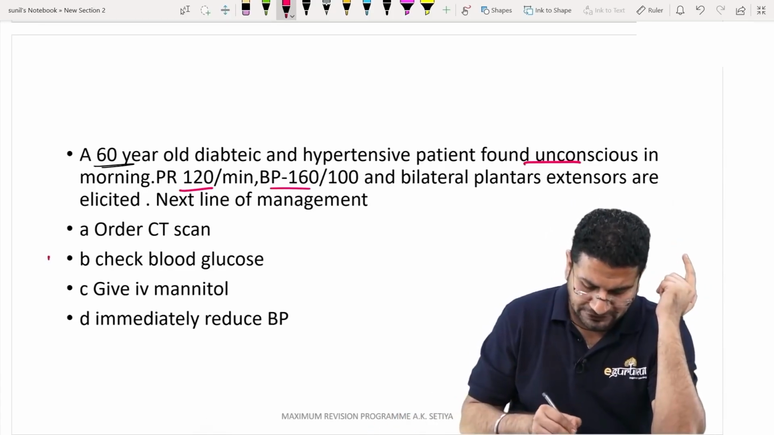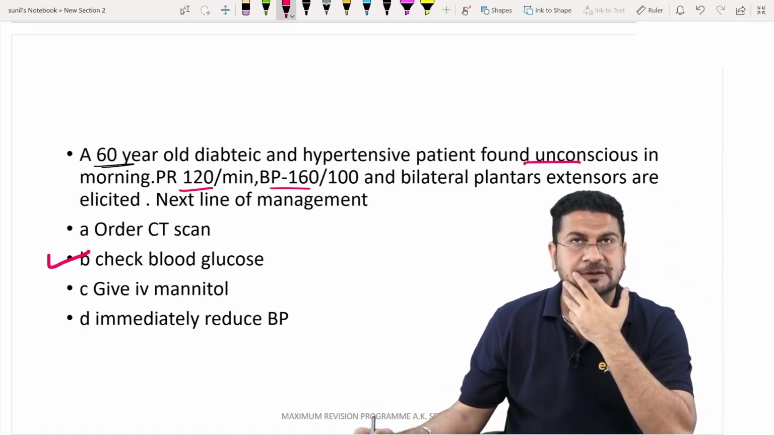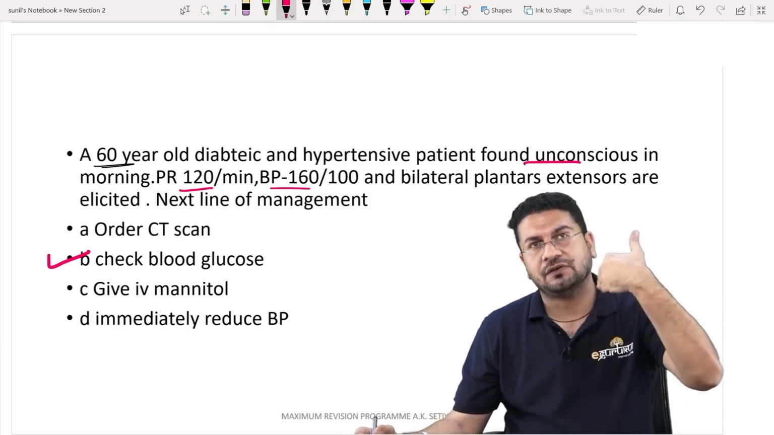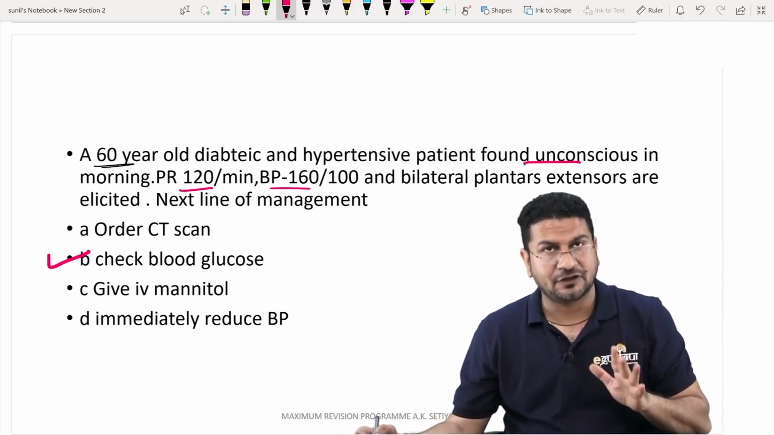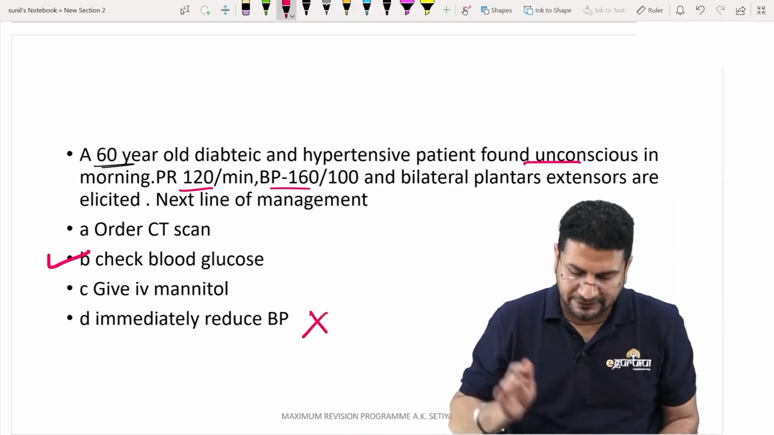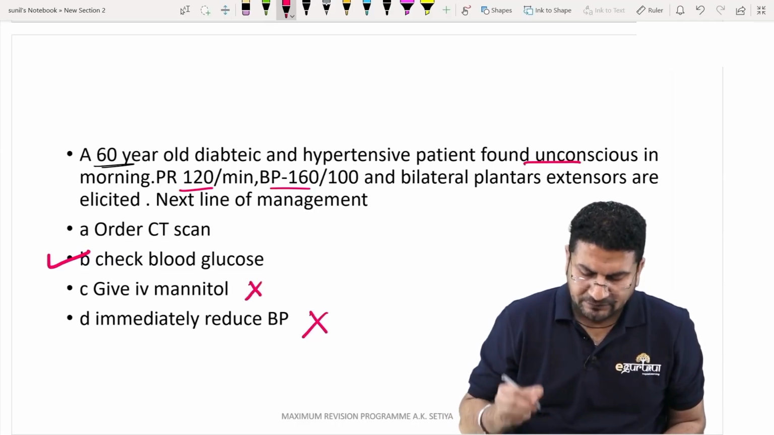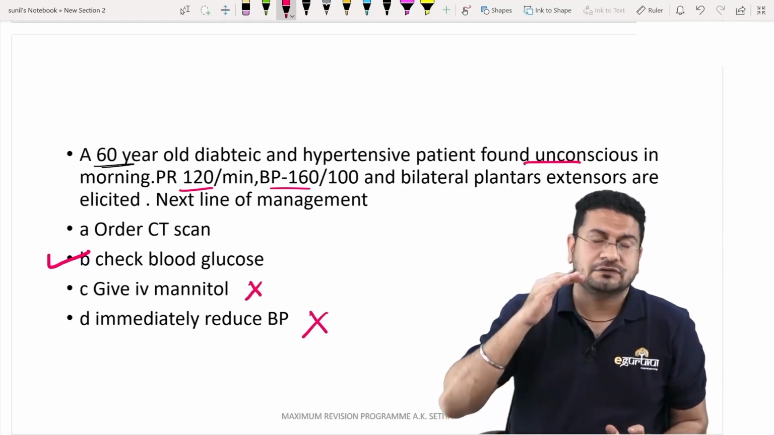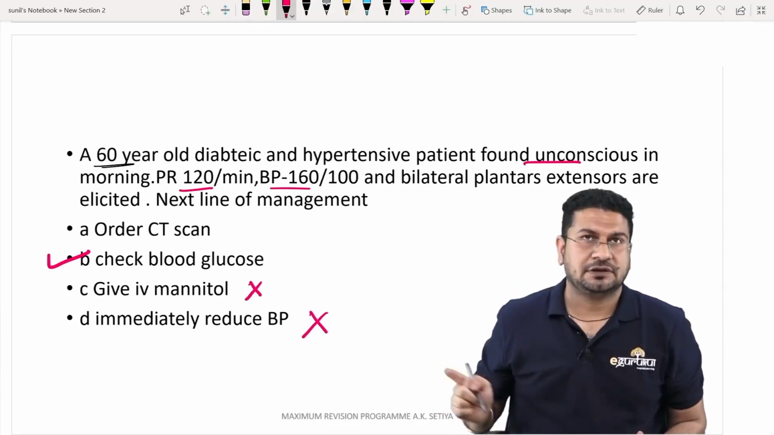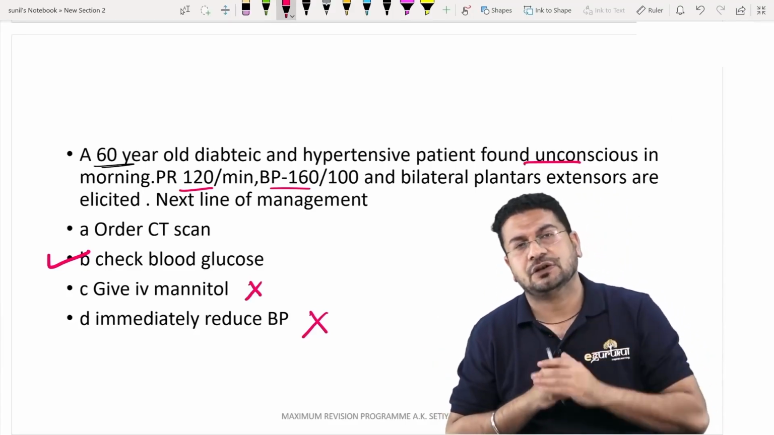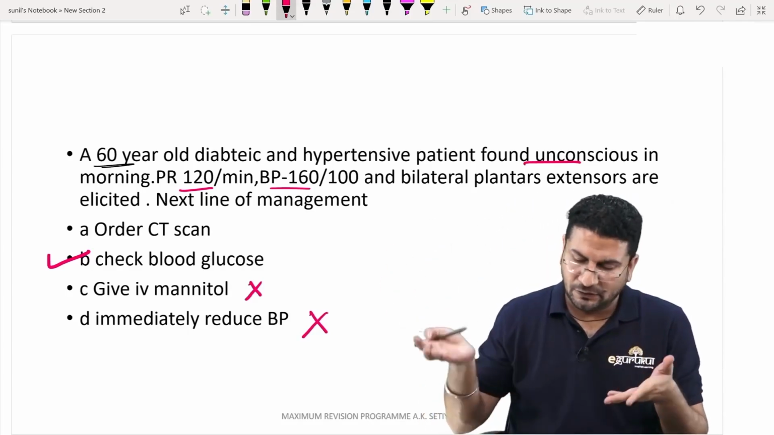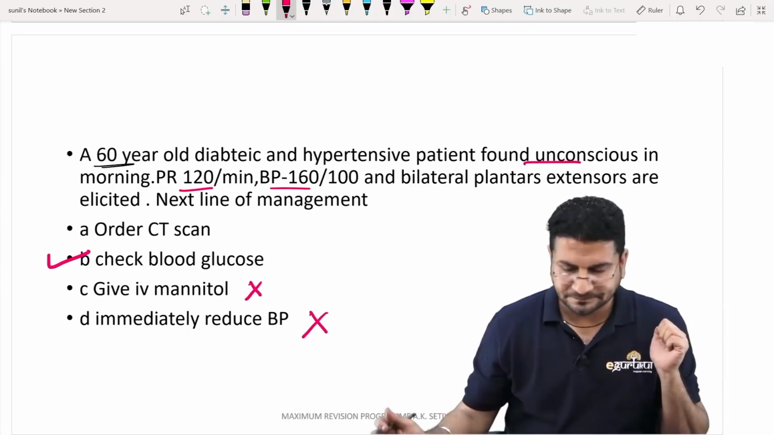So the first thing you should check is vitals, right? Once these vitals are cleared, then we can order a CT scan. Remember, in this case, immediate BP reduction is not required because BP is not that high. Mannitol IV is given when there are signs of raised ICP. CT scan we can do, but first check blood sugar, because hypoglycemia can cause loss of consciousness. Hyperglycemia can cause diabetic non-ketotic coma, which will also have an unconscious state.